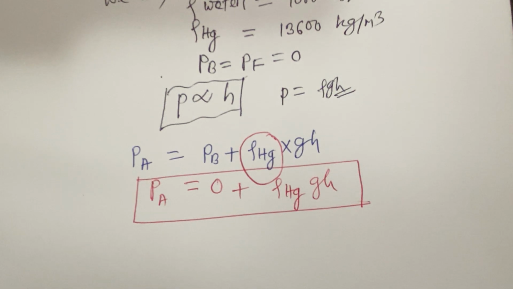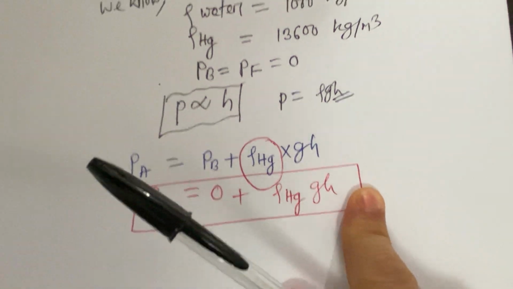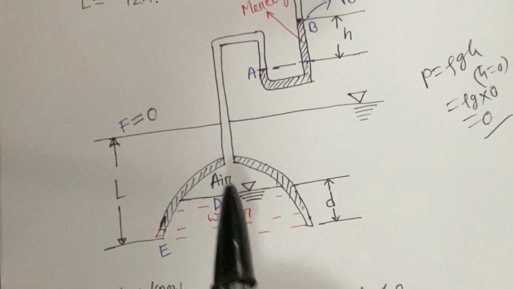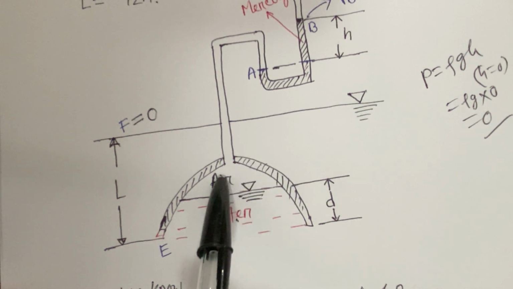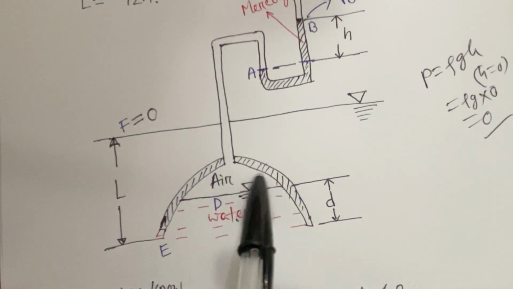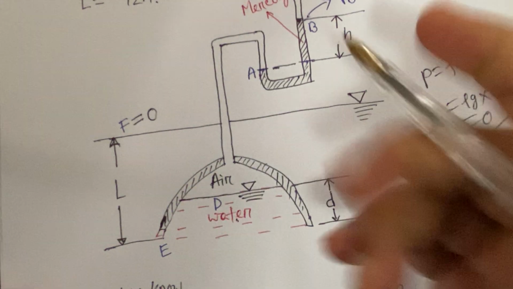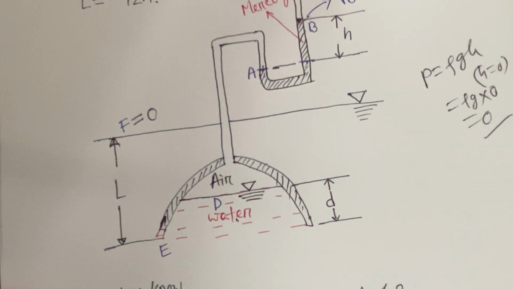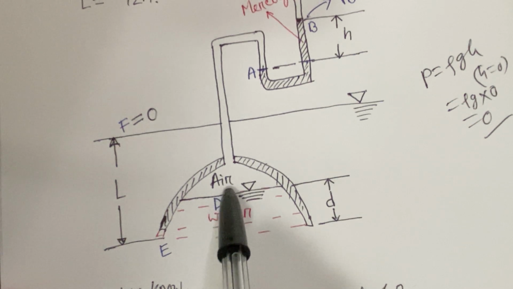Now what will be the pressure at position D? Let me just show here again. What is the difference between this point A and D? You can see this is the airspace. It is empty. That means this is air. So at this surface, this is also air. Only the air column A, and this point we say this is D.